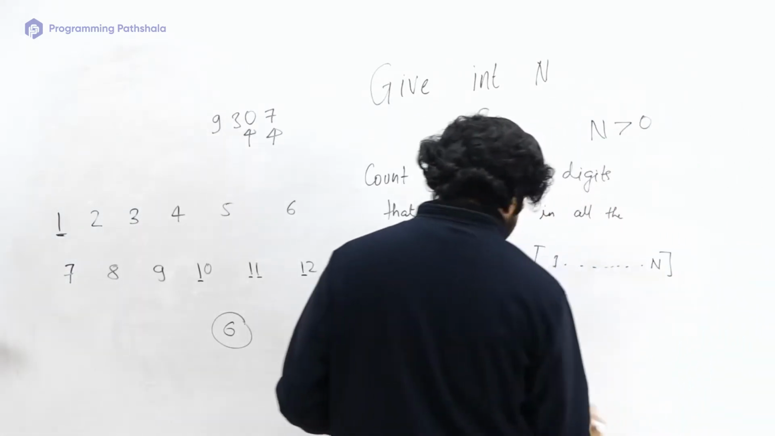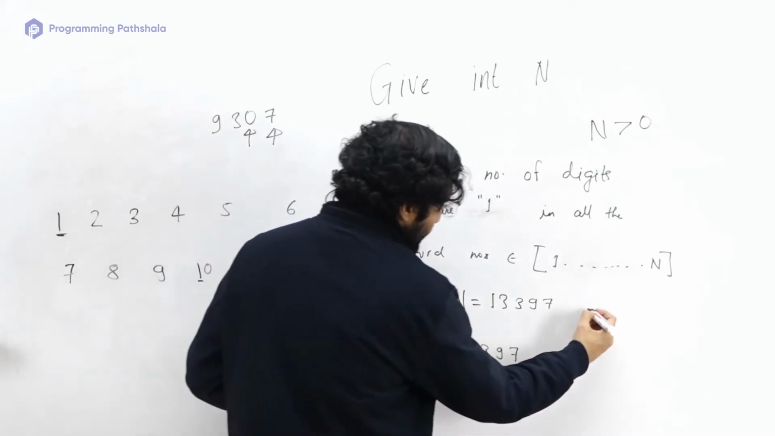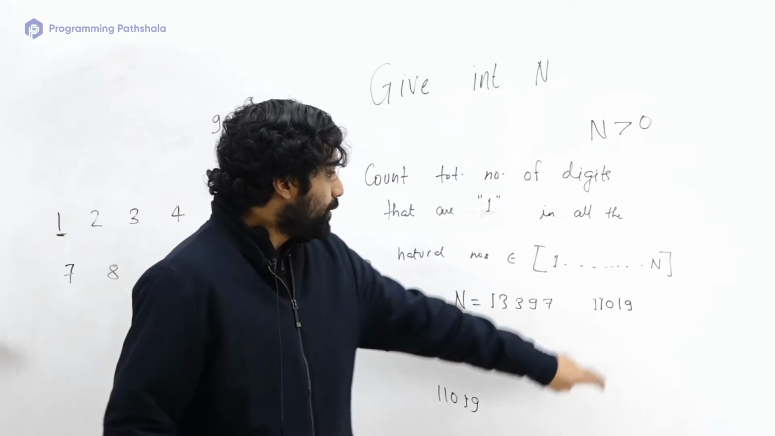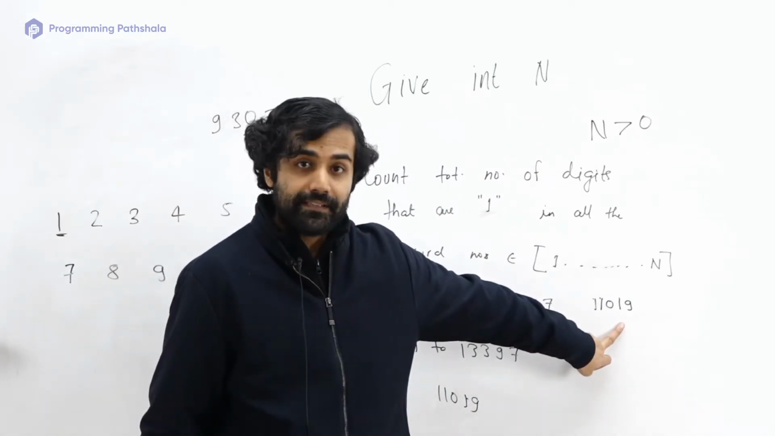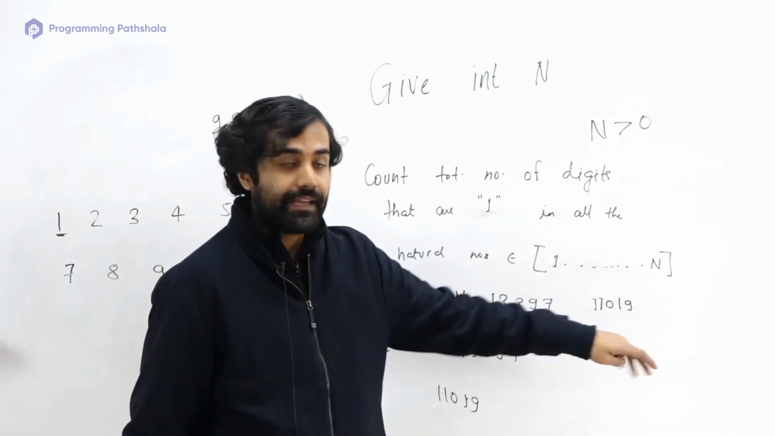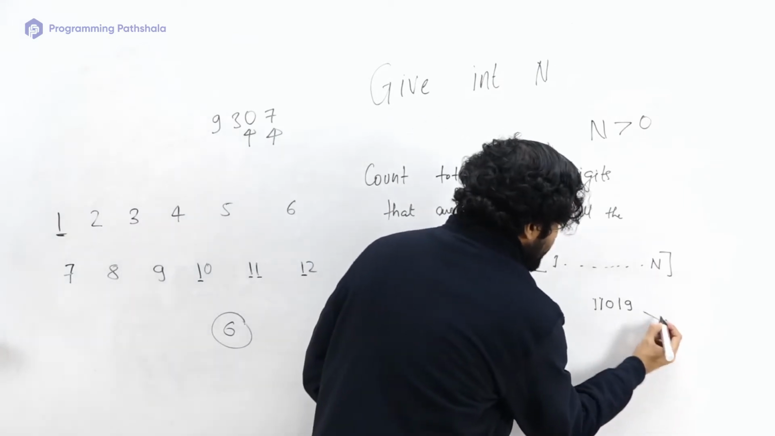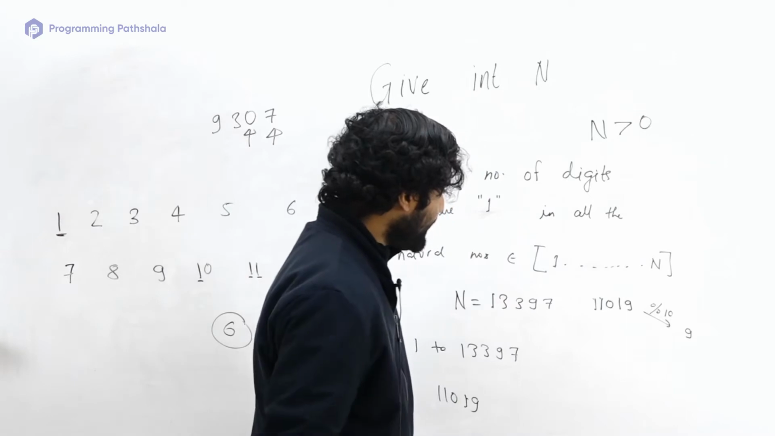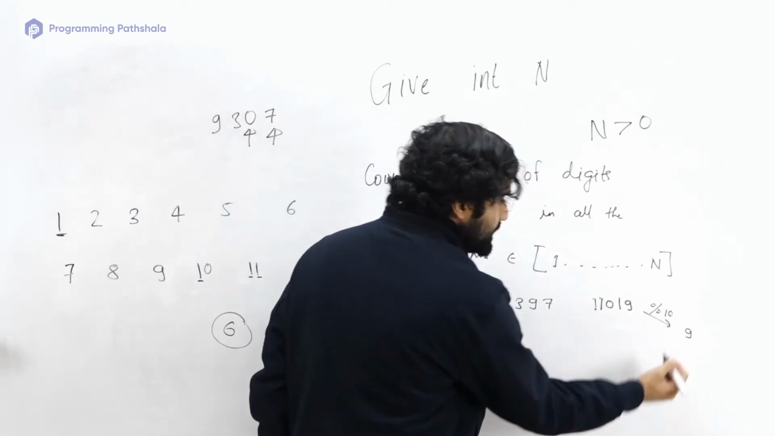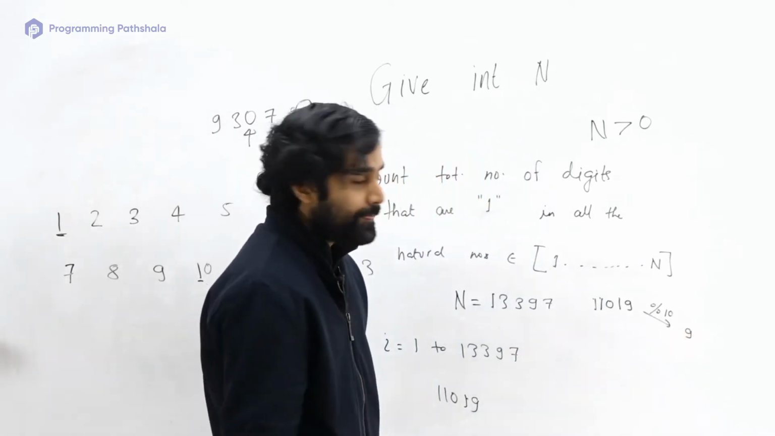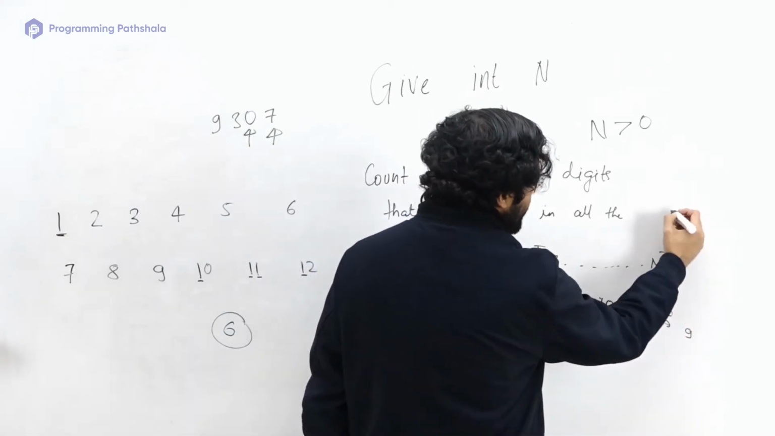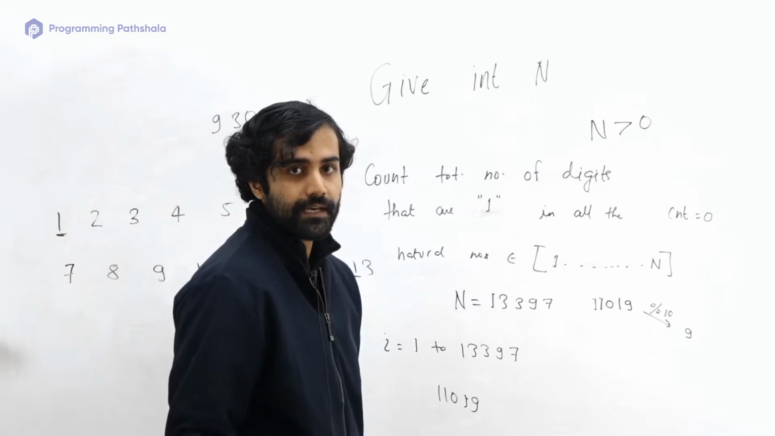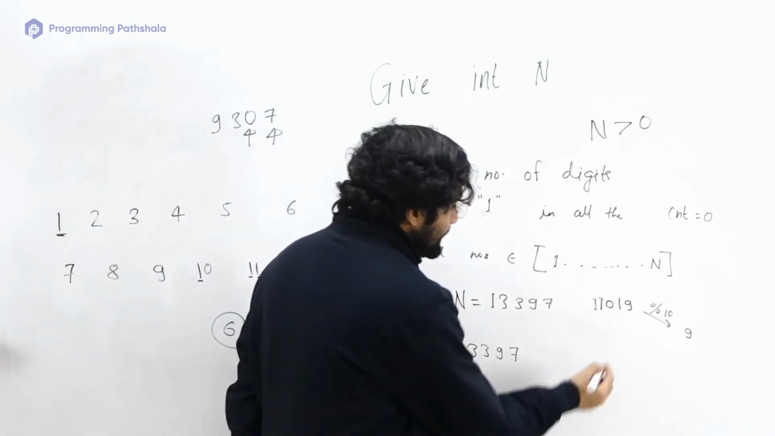So whatever number you have, let's say 11019, you can take a remainder with 10. Whenever you take a remainder of the number with 10, mod 10, you will get the last digit, right? And you can check if this last digit is 1 or not. If this last digit is 1, then maybe you can increment a count which is initially 0, correct? Otherwise you won't.